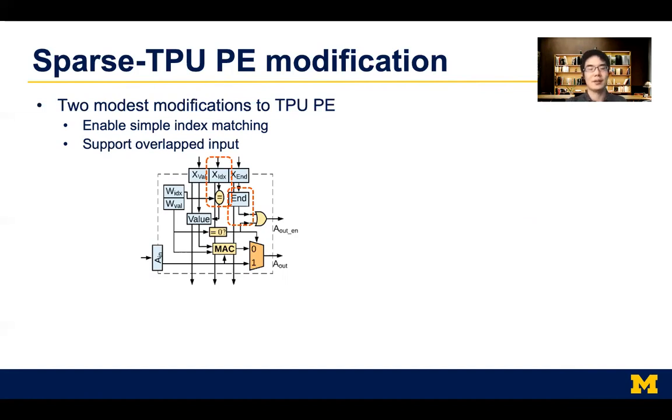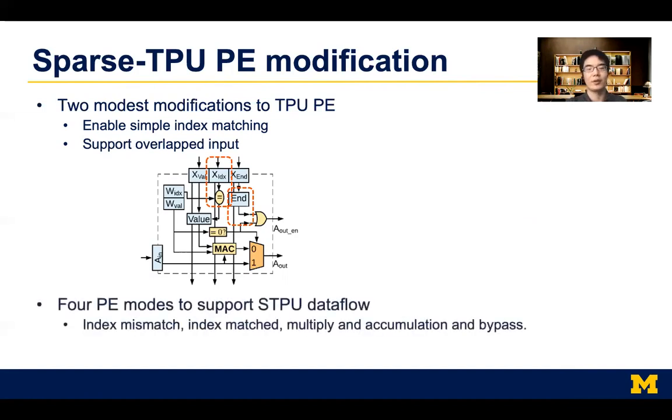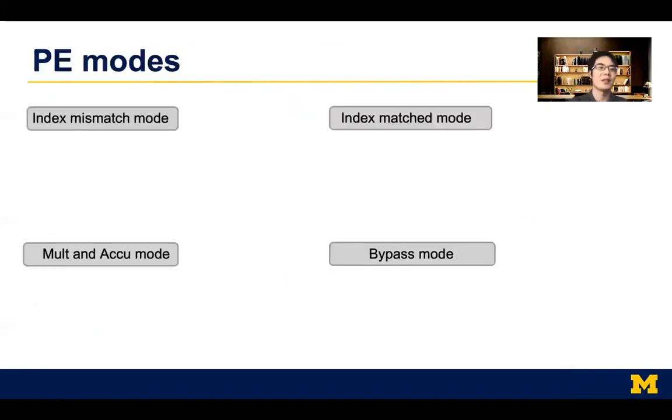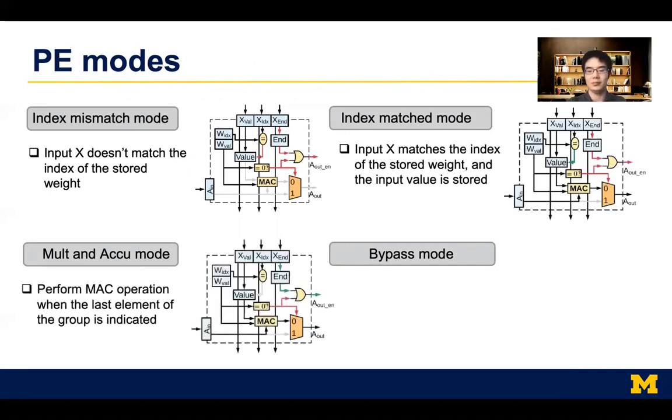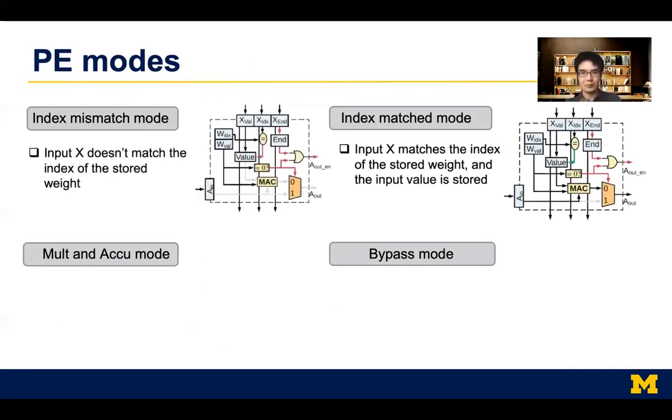So in this PE design, there are 4 modes to support this data flow. The first one is index mismatch mode. When the input index doesn't match the one stored in the weight, the value of the input x will not be stored. When the index of the input x matches the one stored in the weight entry, the x value will be stored for later MAC operation.